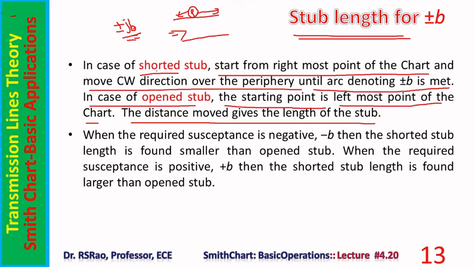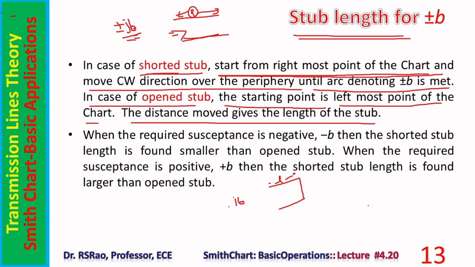The stub can be shorted or open circuited. Usually shorted stubs are used. In case of a shorted stub, start from the rightmost point of the chart. The procedure is like this. Suppose I want a susceptance equal to plus jB from a shorted stub. Then what is the length?